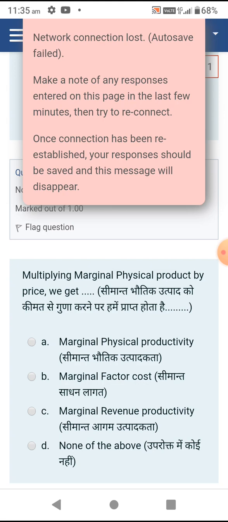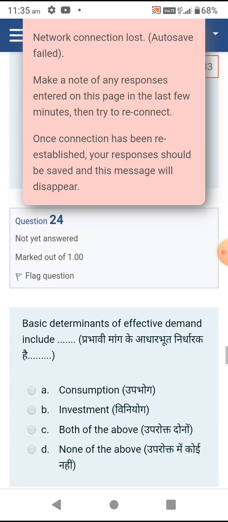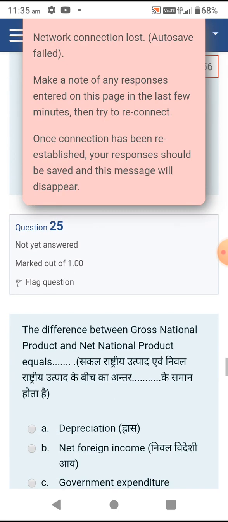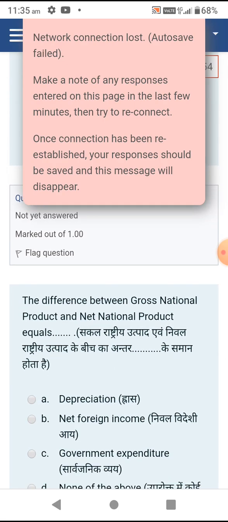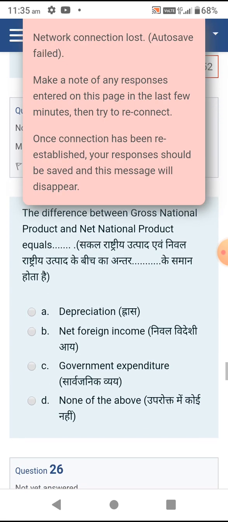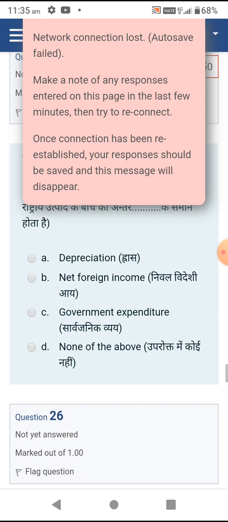Multiplying marginal physical product by price, we get marginal physical productivity, marginal factor cost, marginal revenue productivity, none of the above. Basic determinants of effective demand include consumption, investment, both of the above, none of the above. The difference between gross national product and net national product equals depreciation, net profit income, foreign income, government expenditure, none of the above.